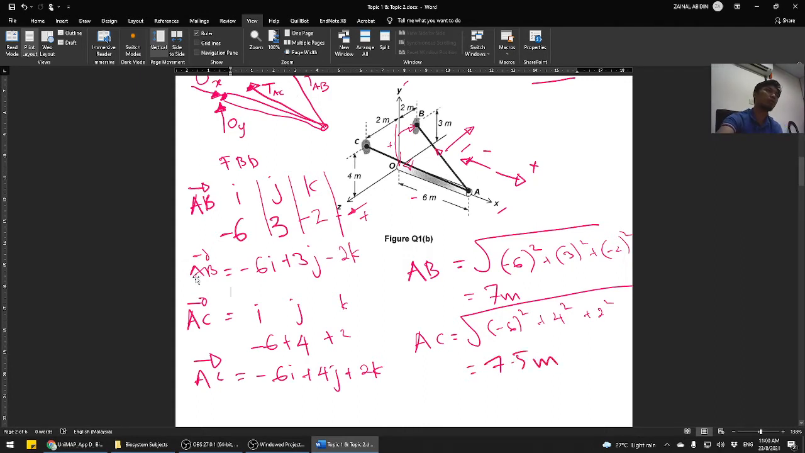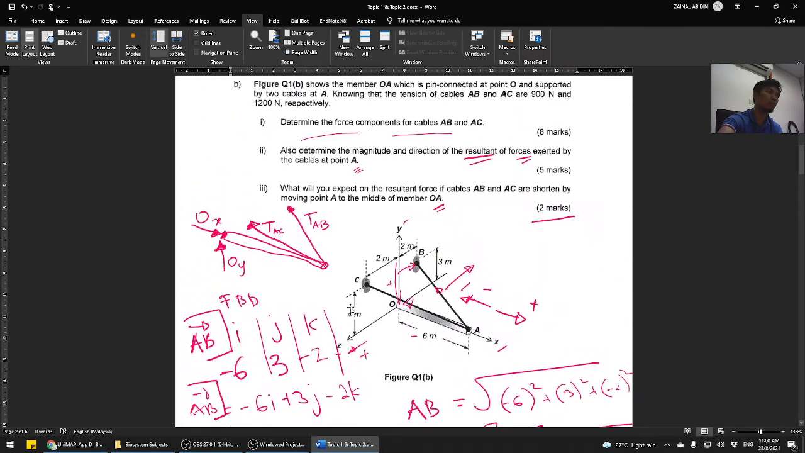Okay, so you have a vector, you have a distance. This is called a vector, in the form of I, J and K, whereas your distance AB has the unit of meter. So then you can solve: determine the force component for cable AB and AC.